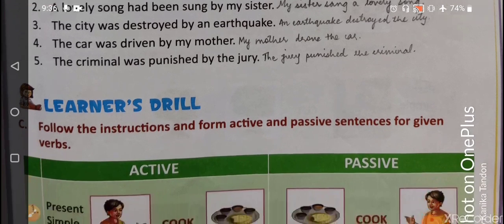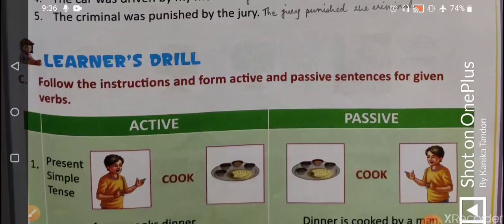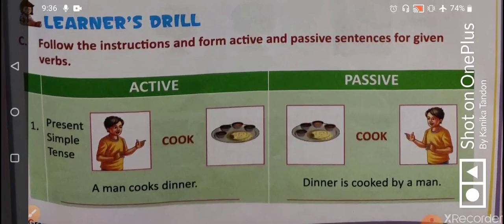Next is the learner's drills. Follow the instructions and form active and passive sentences for given verbs. So here they have given two pictures. Between the two pictures we have one verb. According to the instructions, like present simple tense, we have to construct our own sentence. First one is already done for you. We have to write the sentence in present simple tense. Here the man is cooking the food. So a man cooks dinner. The dinner is cooked by a man.